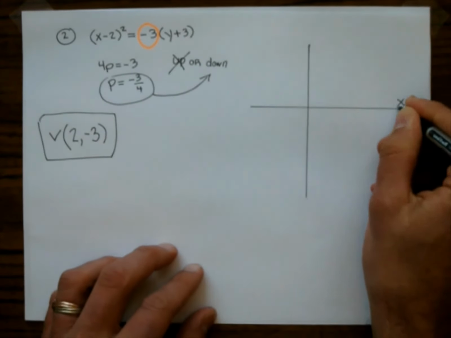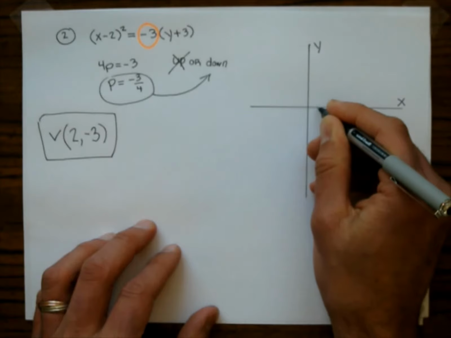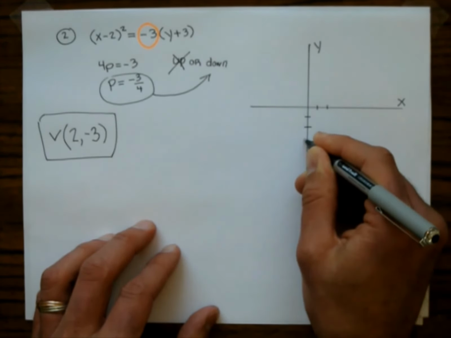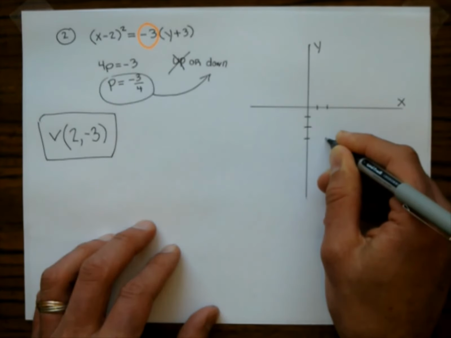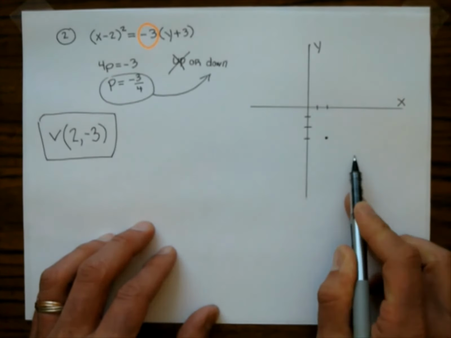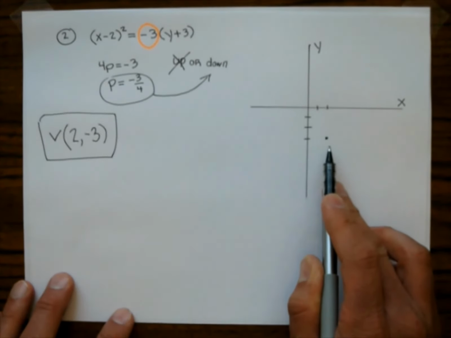So here's x, here's y. I have the point (2, -3). I'm going to put that right here. I know the parabola is going to open down, so it's going to go like that. I'm not going to draw it until I get those endpoints, but at least now I know where to go from.